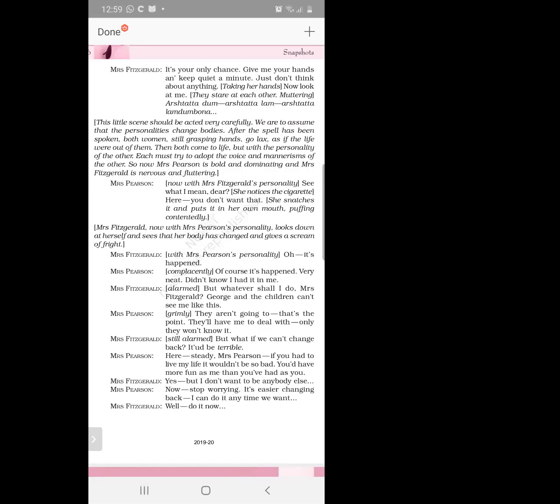Then both come to life, but with the personality of the other. Means in the body of Mrs. Pearson, it's Mrs. Fitzgerald now, and vice versa. So each must try to adopt the voice and mannerisms of the other. So now Mrs. Pearson is bold and dominating. Now it is the other way around. Now Mrs. Pearson, because internally she is Mrs. Fitzgerald, is bold and dominating, and Mrs. Fitzgerald, who is internally Mrs. Pearson now, is nervous and fluttering.